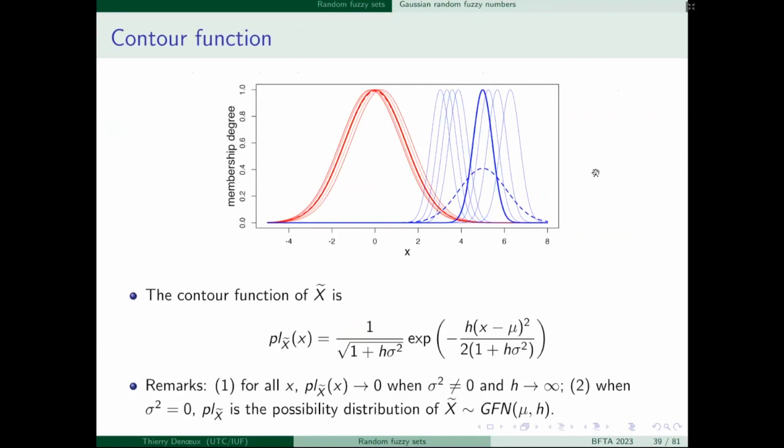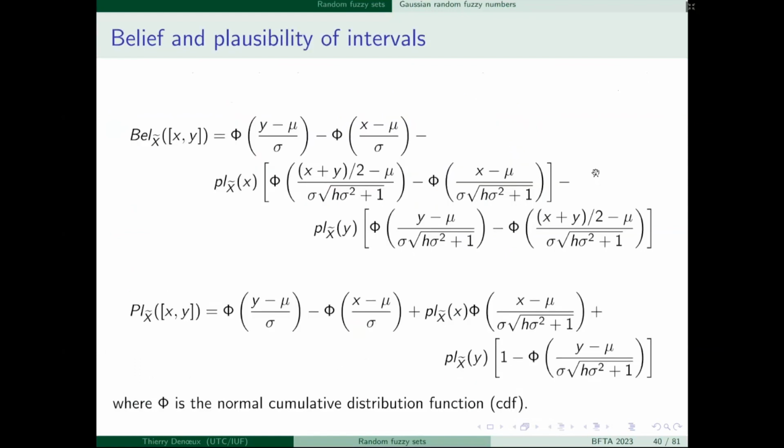Actually, the contour function becomes 0 everywhere if you have a probability, not a Gaussian probability distribution. So the more variability, the more the maximum value of this contour tends to 0. You can also compute here, and you don't have to read this formula in detail. This slide just tells you that for any interval x, y, we can compute the degree of belief and the degree of plausibility.